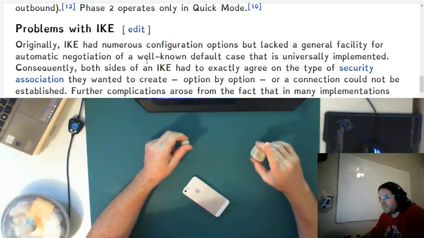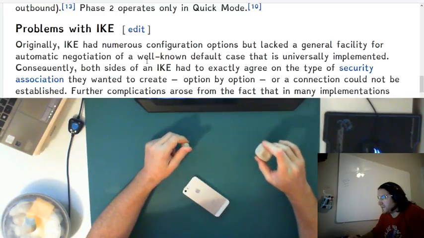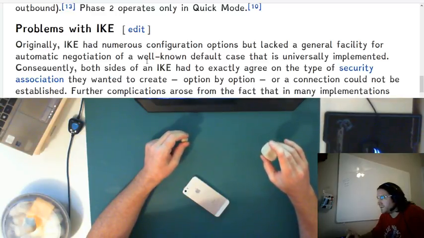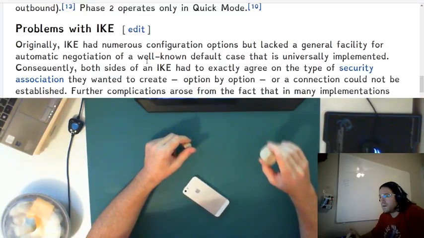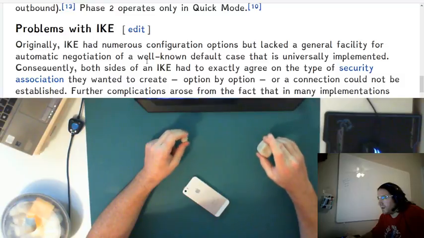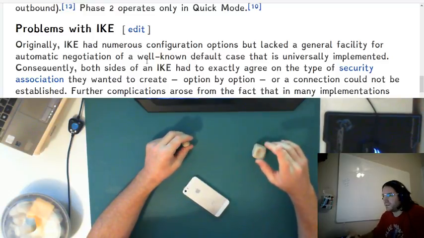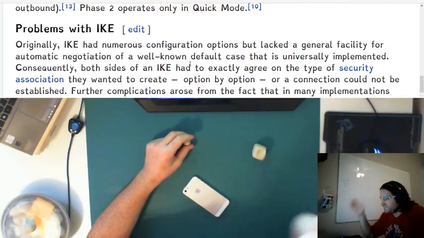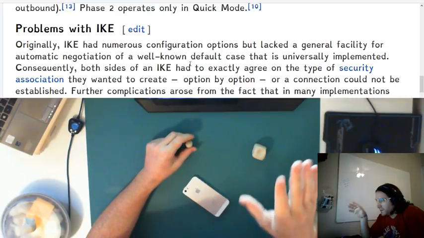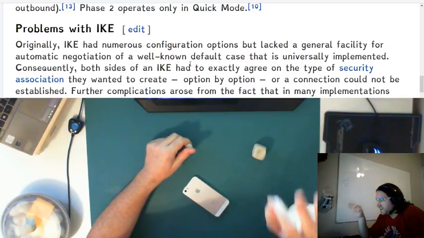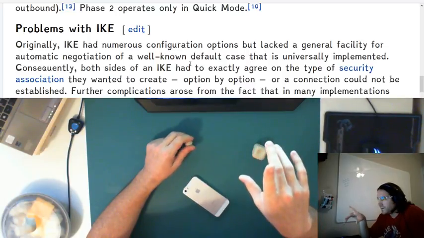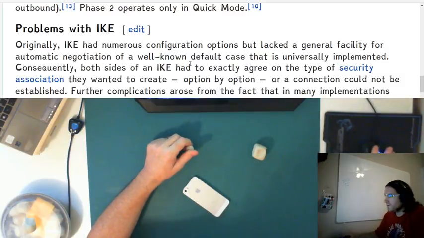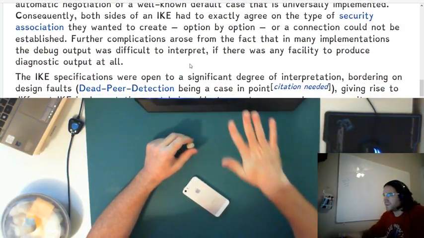Originally, IKE had numerous configuration options but lacked a general facility for automatic negotiation of a well-known default case that is universally implemented. Consequently, both sides of an IKE had to exactly agree on the type of security association they wanted to create, option by option, or the connection could not be established. Yeah, that makes sense. I ran into that problem.